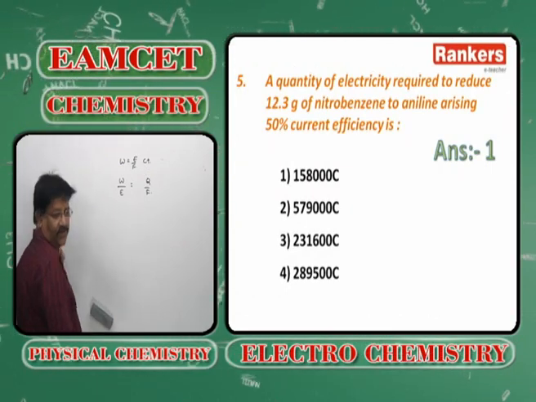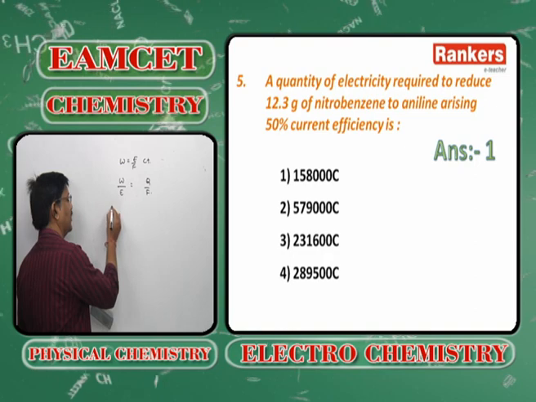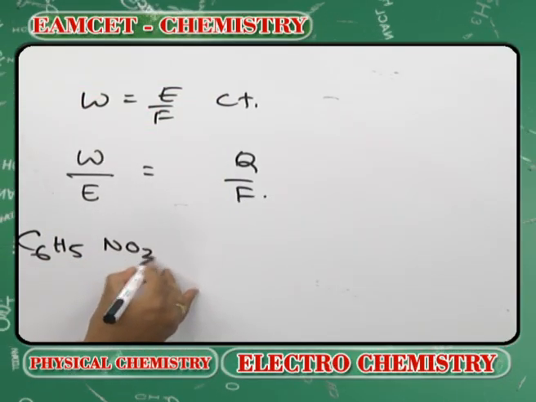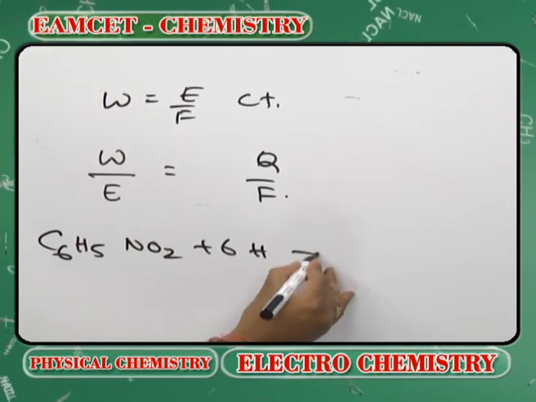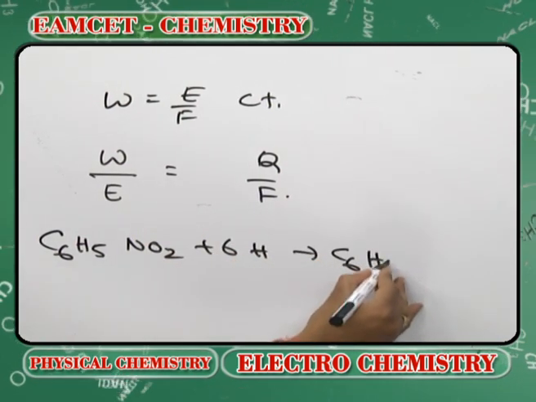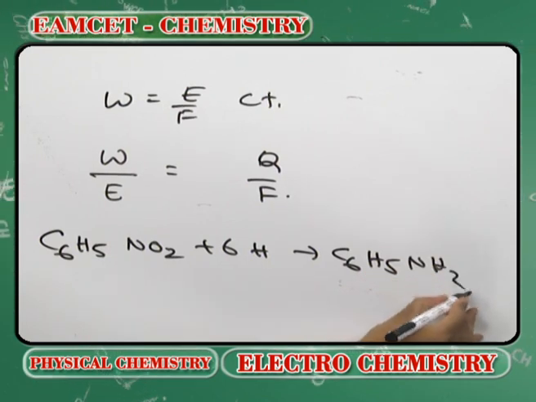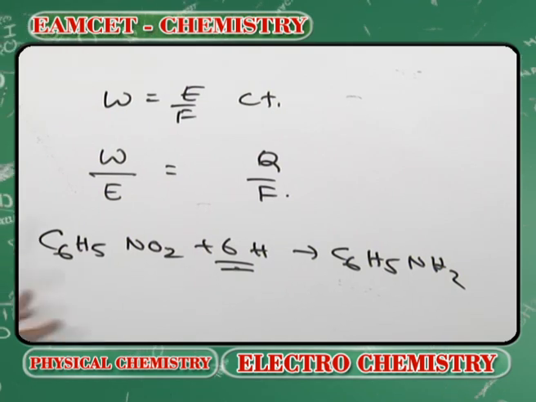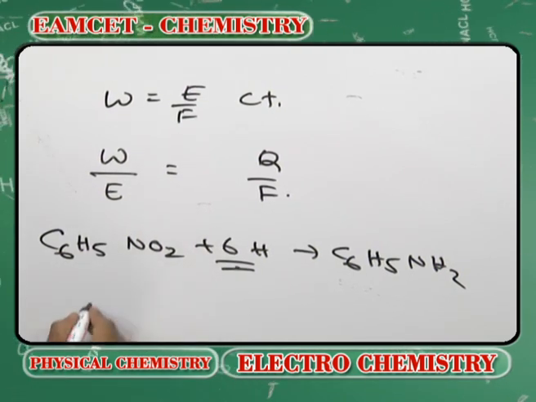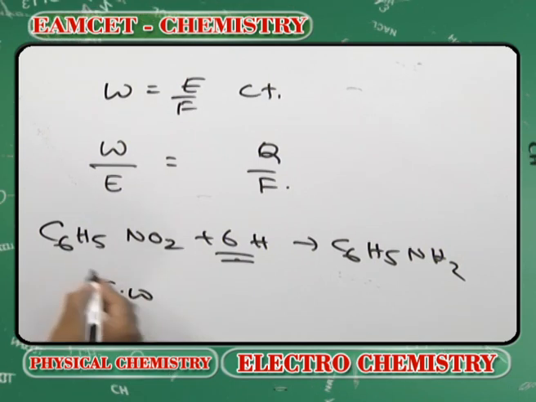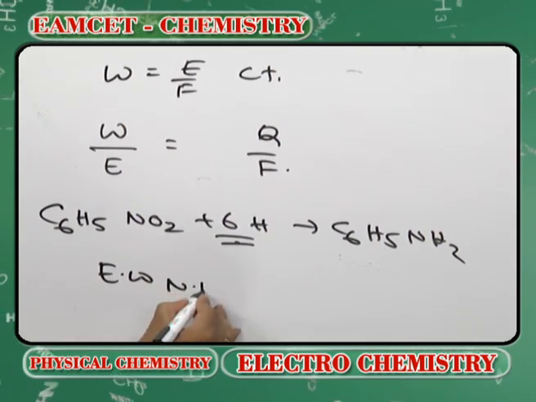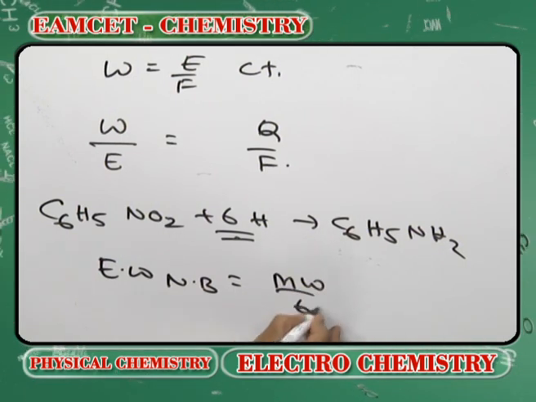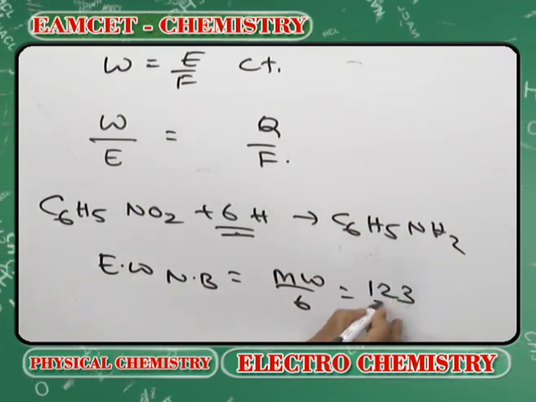Now, what is the equivalent in the reduction of nitrobenzene, C6H5NO2 plus 6H gives C6H5NH2. How many protons are involved here? 6 protons. So what will be the n factor? 6. So the equivalent weight of nitrobenzene will be equal to molecular weight by 6, that is 123 by 6.